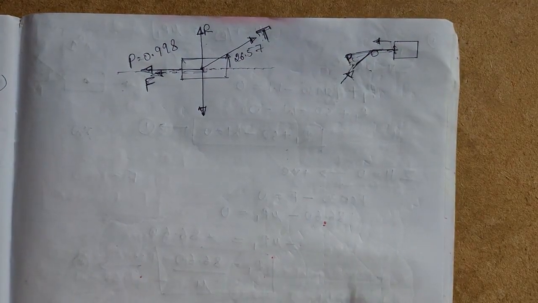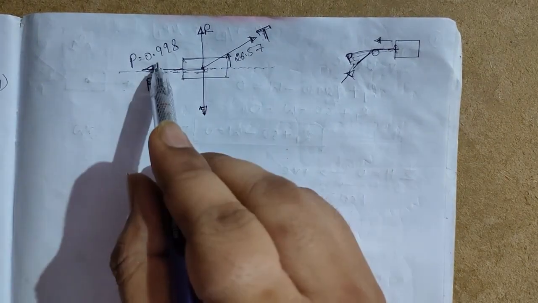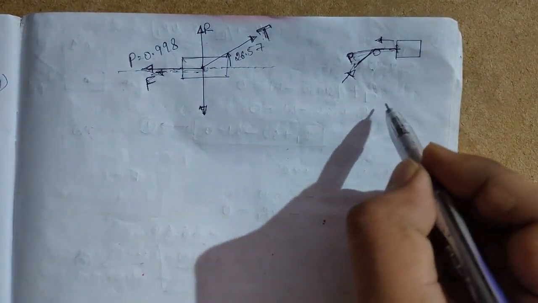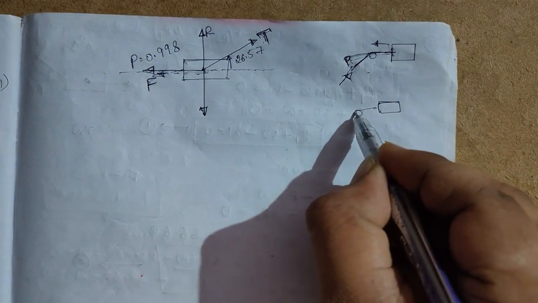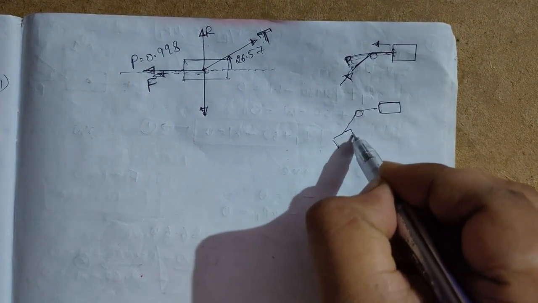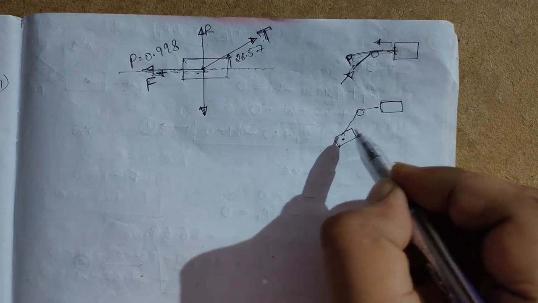Okay. So if this concept, I'll tell you why the P is in this direction. So we have two forces, right? So with a frictionless pulley we have another block here, that is B.